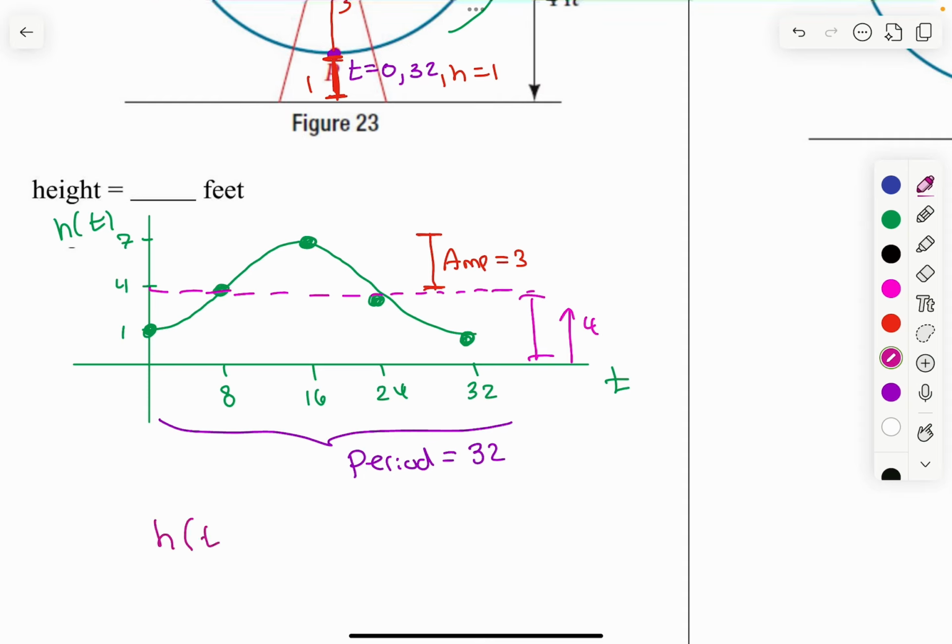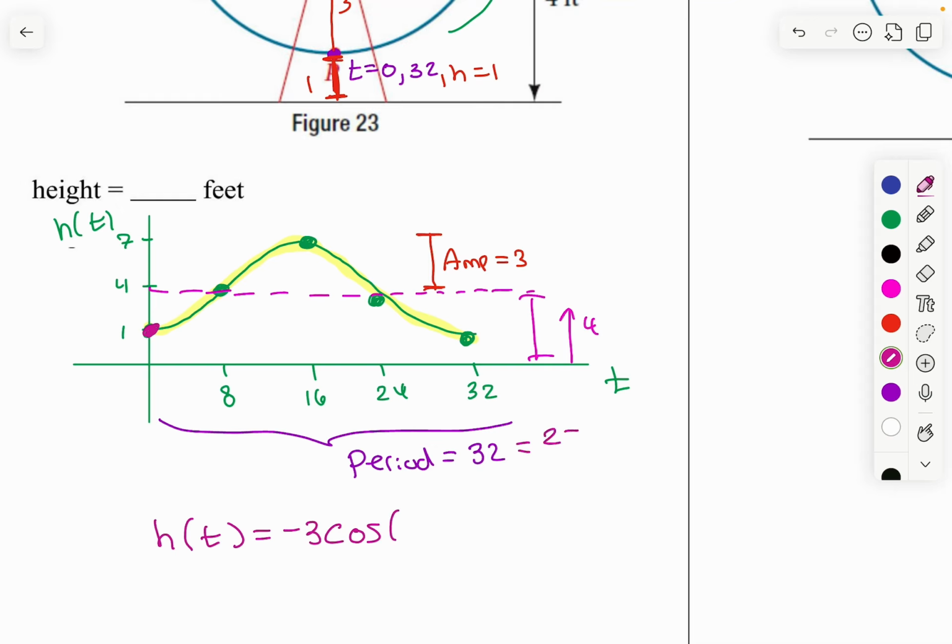So h of t equals. Now, there are many ways of doing this. I see this is like an inverted cosine shape, so I don't want to do any horizontal shifts. I'm going to see that as an inverted or upside down cosine shape, which means that I'm not going to put 3. I'm going to put -3 cosine. Okay, now there's no horizontal shift because cosine normally starts on the y-axis, so I don't have to worry about a shift.